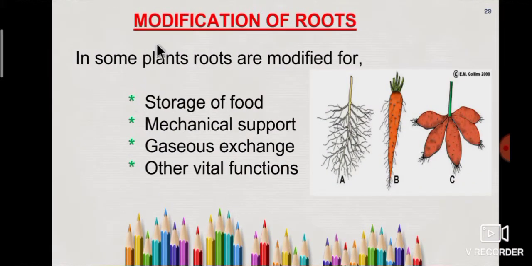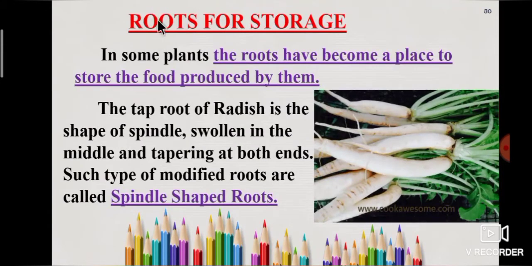Now, we will learn about modification of roots. In some plants, roots are modified for storage of food, mechanical support, gaseous exchange and other vital functions. First we will see roots for storage. In some plants, the roots have become a place to store the food produced by them.